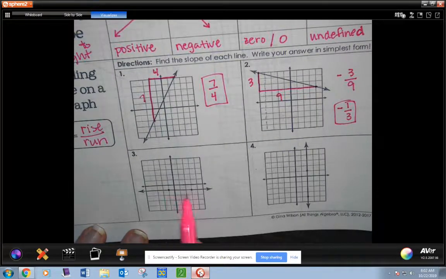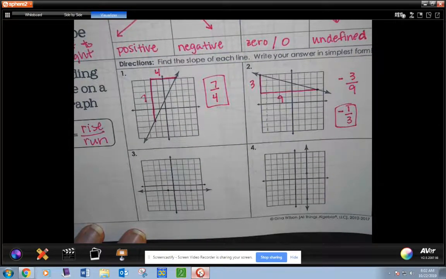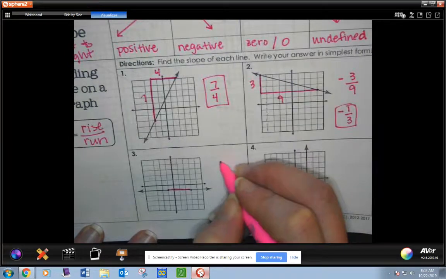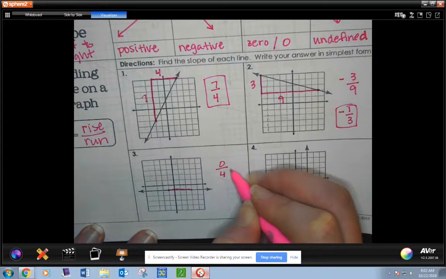Okay. For number 3, you got 2 dots here. Okay. Are we rising any? No. So I can't rise. Am I running any? Yeah. How many did I run? Okay. So I didn't rise any, but I did run 4.